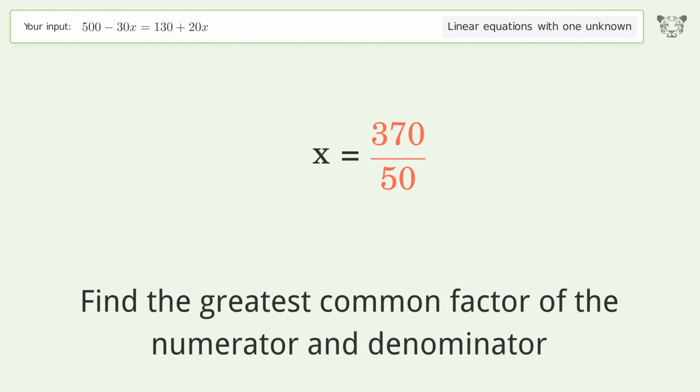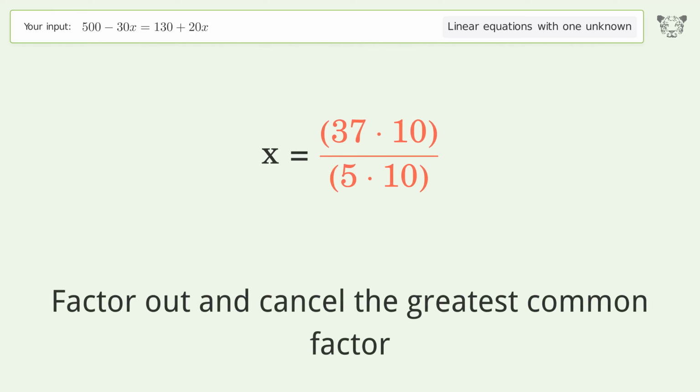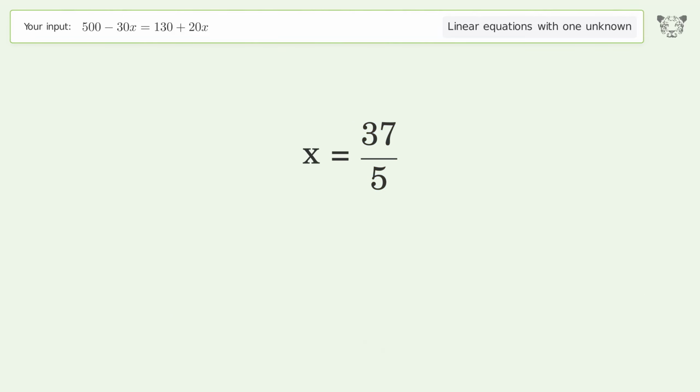Find the greatest common factor of the numerator and denominator. Factor out and cancel the greatest common factor. And so the final result is x equals 37/5.